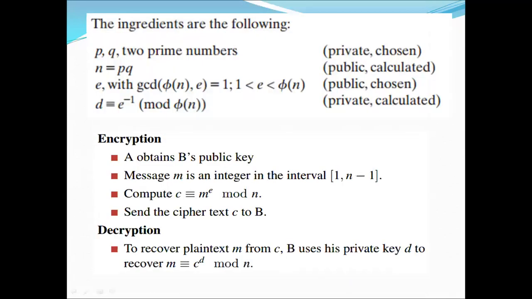The ingredients of the RSA algorithm are p and q, two prime numbers. They are private and chosen by the sender and the receiver. n is equal to p times q, which is public and calculated. e is calculated such that GCD of phi of n comma e is equal to 1.